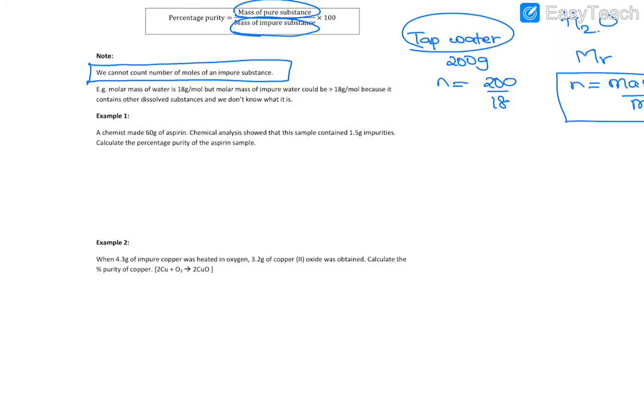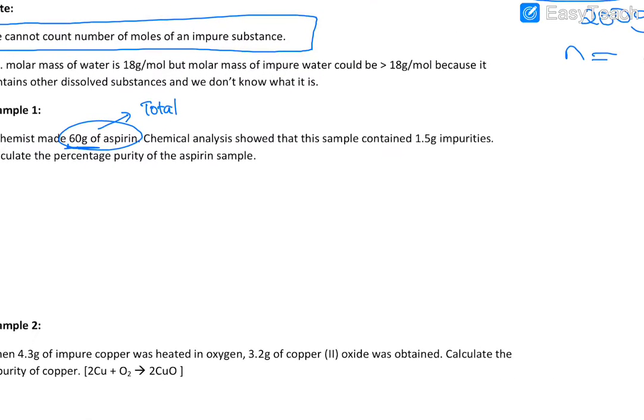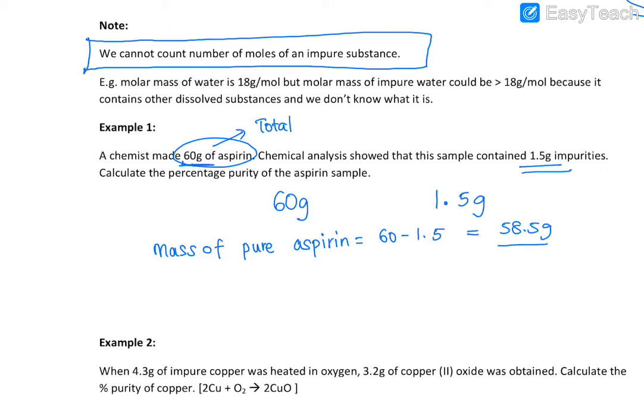So let's see an example. A chemist made 60 grams of aspirin. So 60 grams of aspirin, this is the total mass of the substance. Analysis showed that it contained 1.5 grams of impurities, which means that out of the 60 grams, there's 1.5 grams that are impurities, which means that you have 58.5 grams of pure aspirin only in that sample.